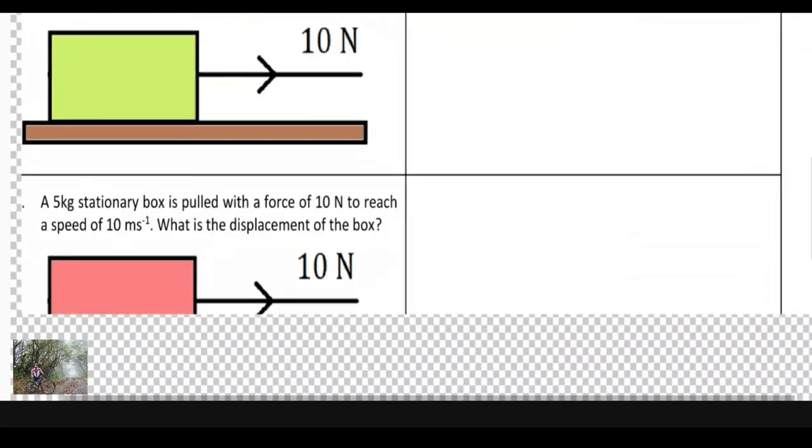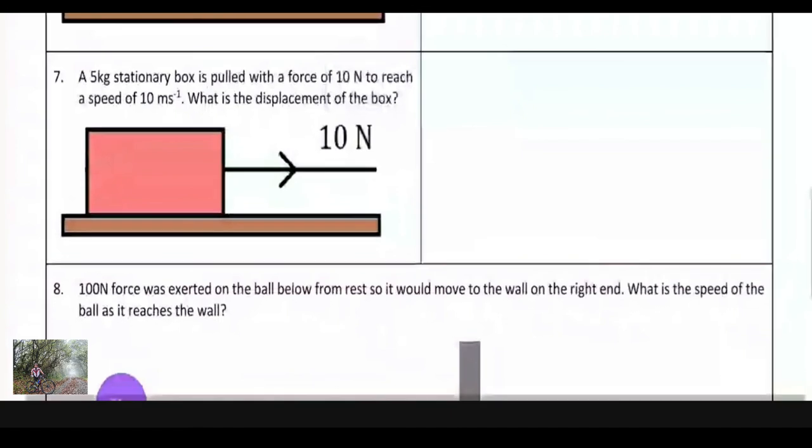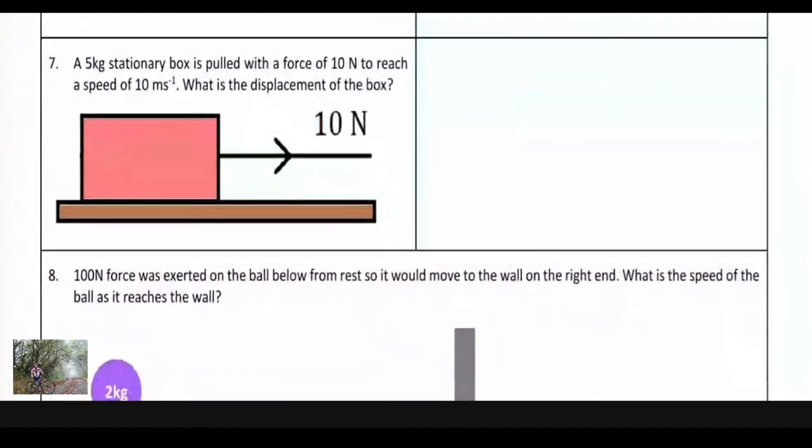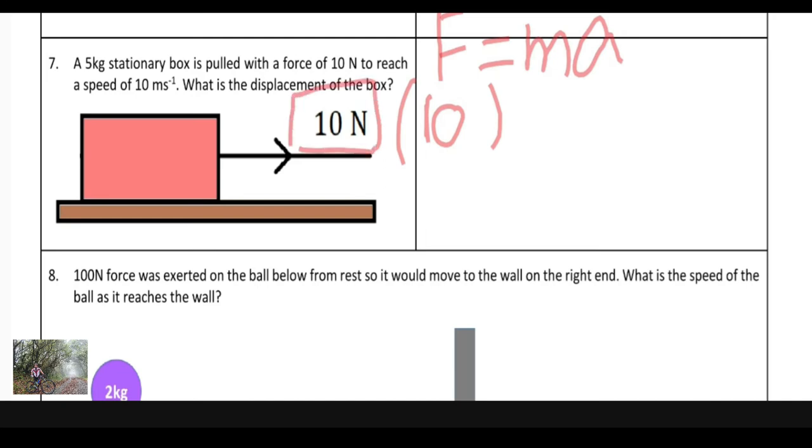Okay, number 7. Now number 7, when you look at here, wow, very tough question. A 5 kg stationary box is pulled with a force 10 Newton to reach a speed of 10 meter per second. What is displacement of the box? Wow, interesting. So first, you list down the formula force F equal to MA. Here the force is 10 Newton, this is the value of force. M is what you get, 5 kg.